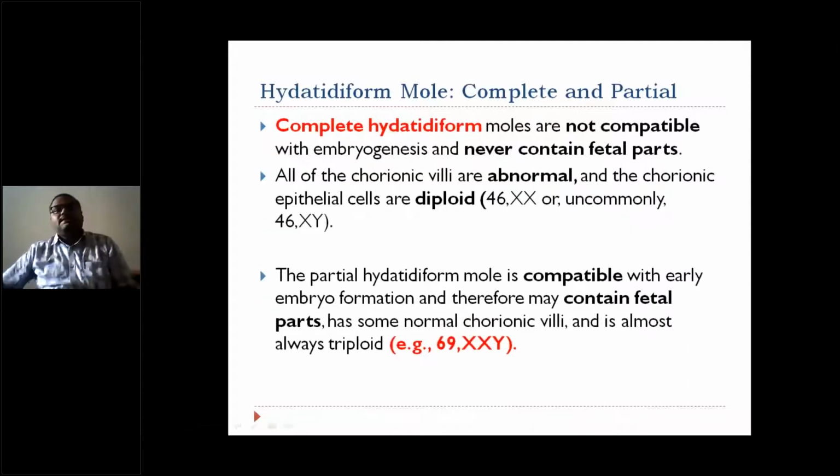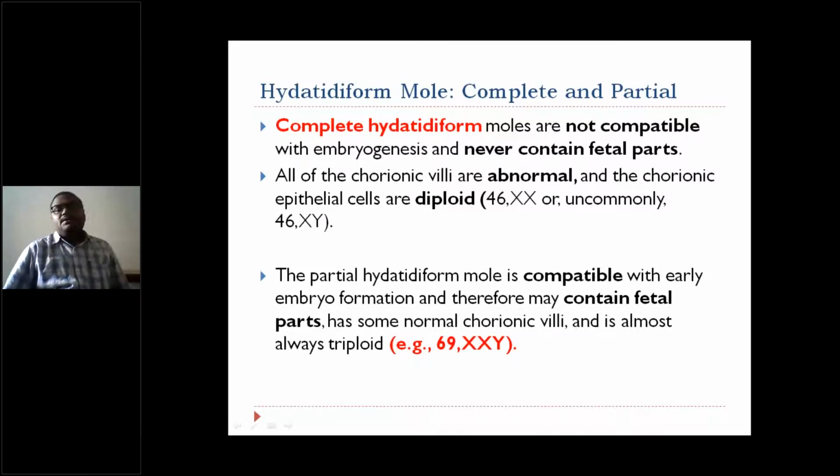Let us first take the complete Hydatidiform mole. It is not compatible with embryogenesis and never contains fetal parts. All of the chorionic villi are abnormal, and the chorionic epithelium is diploid and of paternal origin. That's why the karyotype is 46 XX, or uncommonly 46 XY. This is completely of paternal origin; you won't get anything from the maternal genome.